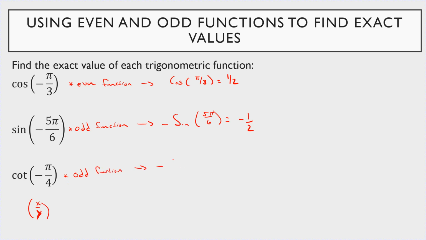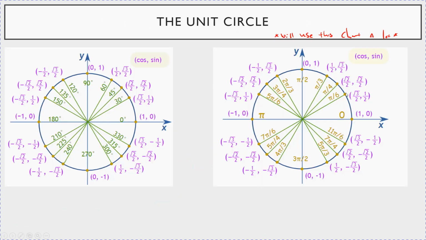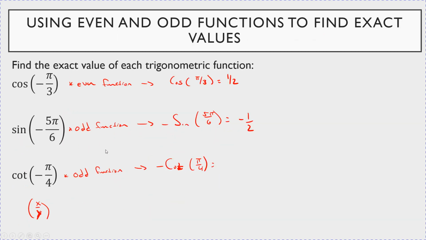So this is equal to minus cotangent of pi over 4. So let's go back and look at pi over 4. Pi over 4 is the square root of 2 over 2, comma, square root of 2 over 2. So it's just x divided by y, so don't forget you have this negative: minus square root of 2 over 2 divided by square root of 2 over 2, which is just minus 1.